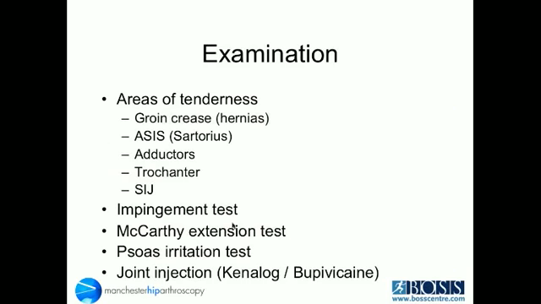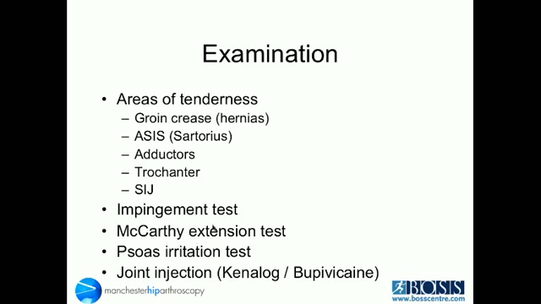So, on examination, you look for areas of tenderness, so the groin crease, particularly looking for evidence of hernias, the anterior superior iliac spine, where sartorius comes in, the adductors, the trochanteric area, and the sacroiliac joint. And certainly, if patients have had symptoms for a number of years, they'll often be painful all over these areas. They'll have a positive impingement test, i.e. pain in the deep groin when you deeply flex the hip with internal rotation and adduction. They may well have an inflamed psoas tendon, so when you do the McCarthy or the psoas irritation test, you'll get a snapping on the front of the groin.